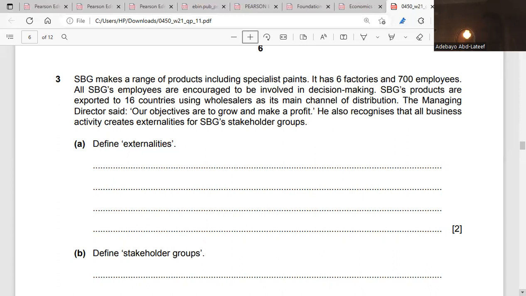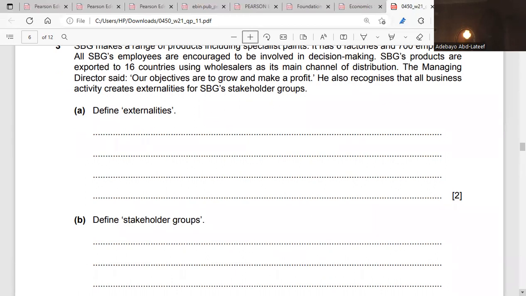Define externalities. Externalities is simply the difference between a social cost and private cost. Externality is the same as external cost. So when we talk about externalities, we're talking about the difference between the social cost and the private cost of production and consumption. The formula for social cost is external cost plus private cost. And to get external cost, it means social cost minus private cost. So the difference between social cost and private cost gives us externality. Okay. Is it clear? Very clear.